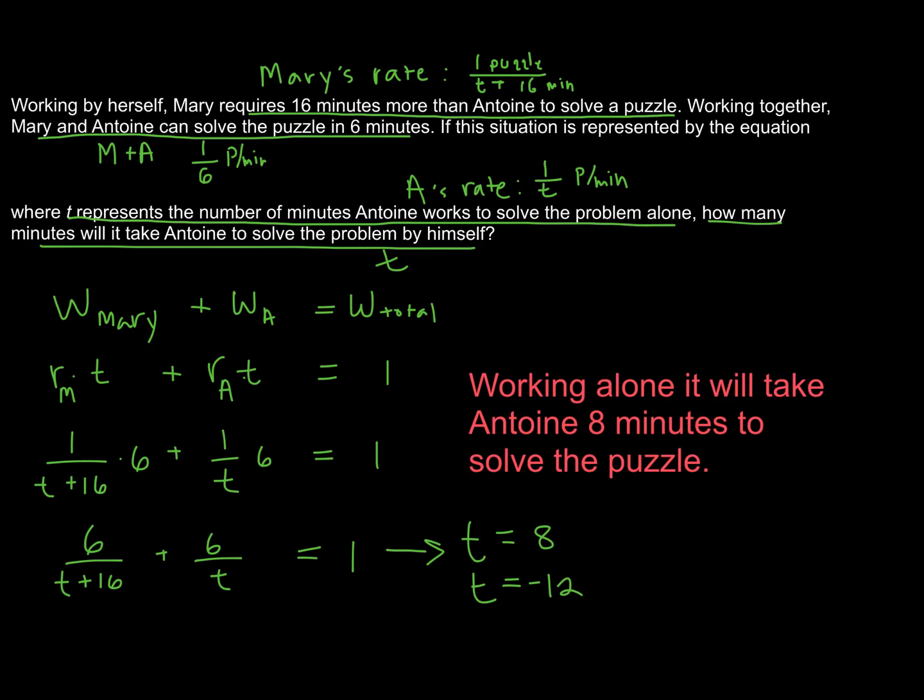I check both of them and they both satisfy the original equation. That's good. And then I notice one of them is negative, and I remember that in context this represents the number of minutes it takes Antoine to solve the puzzle. So I'm going to ignore the negative value and go ahead and use 8 as the answer. So working alone, it will take Antoine 8 minutes to solve the puzzle.